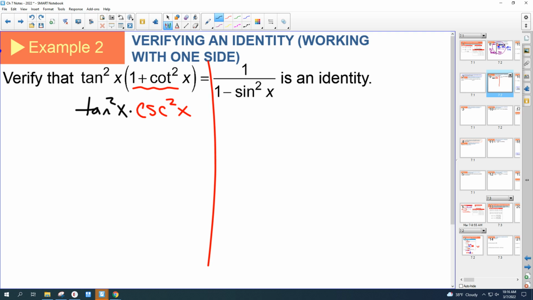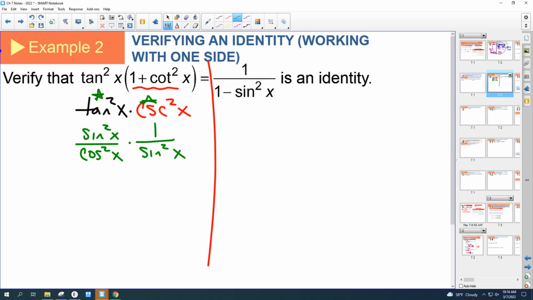I know I can change this into sine squared over cosine squared. I know tangent is sine over cosine, so tangent squared x is going to be sine squared x over cosine squared x. I'm going to do the same thing with cosecant. You should know that cosecant is 1 over sine. Cosecant x is 1 over sine x, so cosecant squared x is going to be 1 over sine squared x, like that.